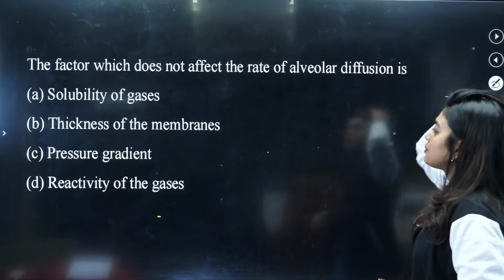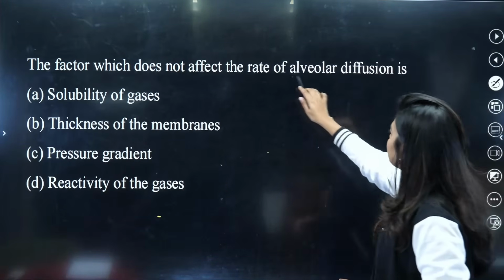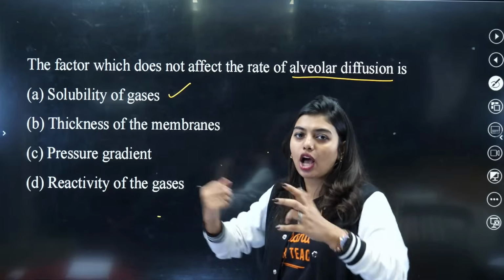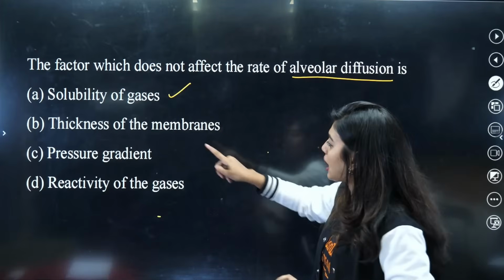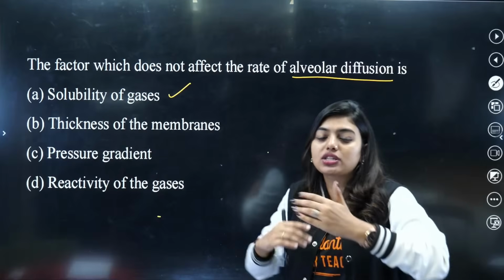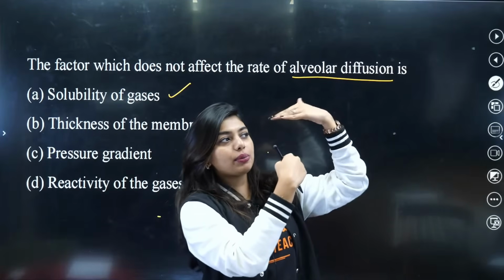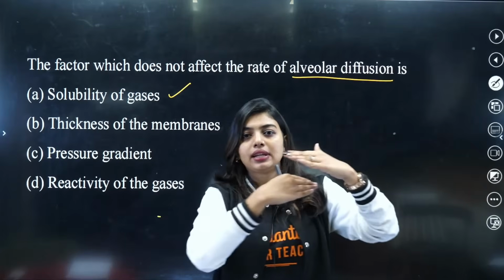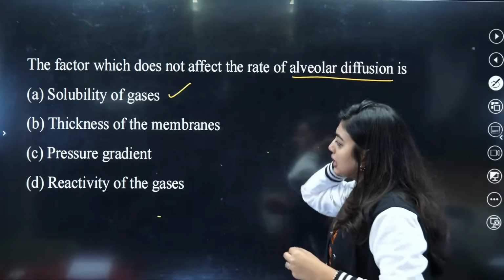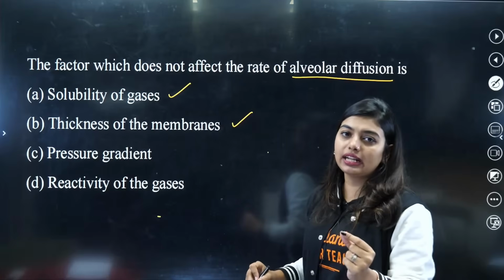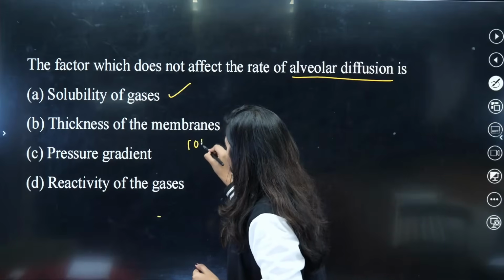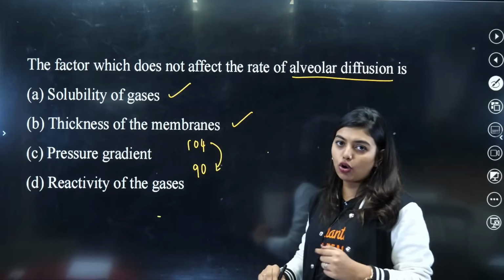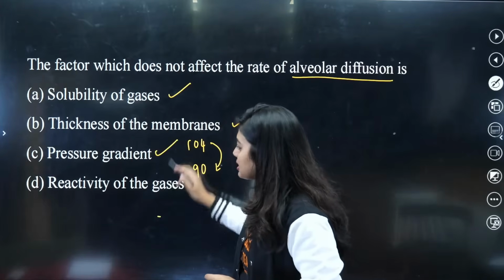Now, the factors which do not affect the rate of alveolar diffusion. Alveolar diffusion depends on solubility of the gas, how much oxygen and carbon dioxide exchange can happen, and thickness of the membrane. Because always understand, gases move from a region of higher concentration to a region of lower concentration. In the middle, there will be a layer, and that layer thickness matters. Pressure gradient matters. Imagine 104 and 90 is there. Air will move from a region of higher concentration to a lower concentration. So pressure gradient also matters.